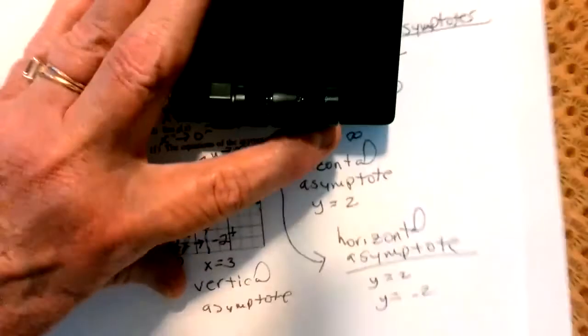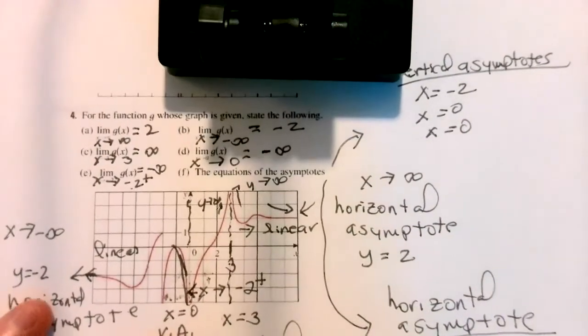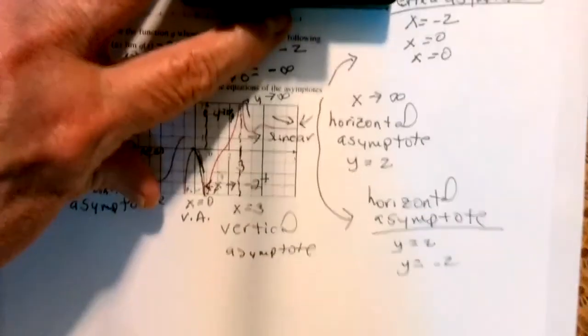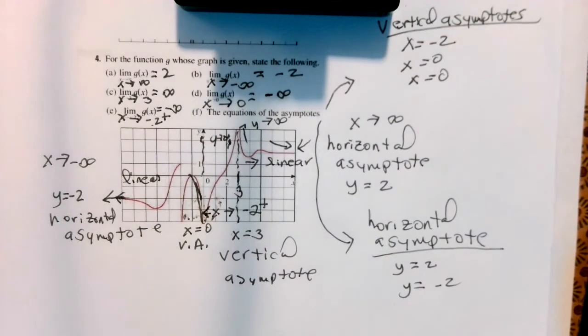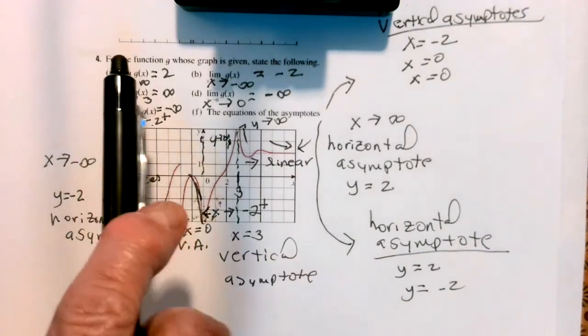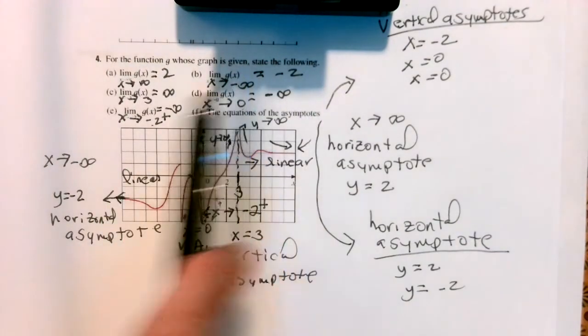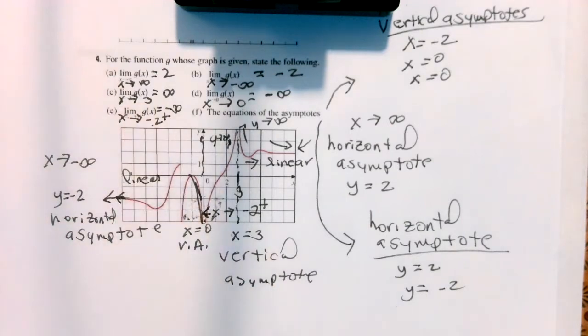Now let me just pull back and let you look at that for just a minute and kind of let this sink in a little bit. Okay. So these were limits involving infinity, because either x is going to infinity or negative infinity, or the answer was infinity or negative infinity.